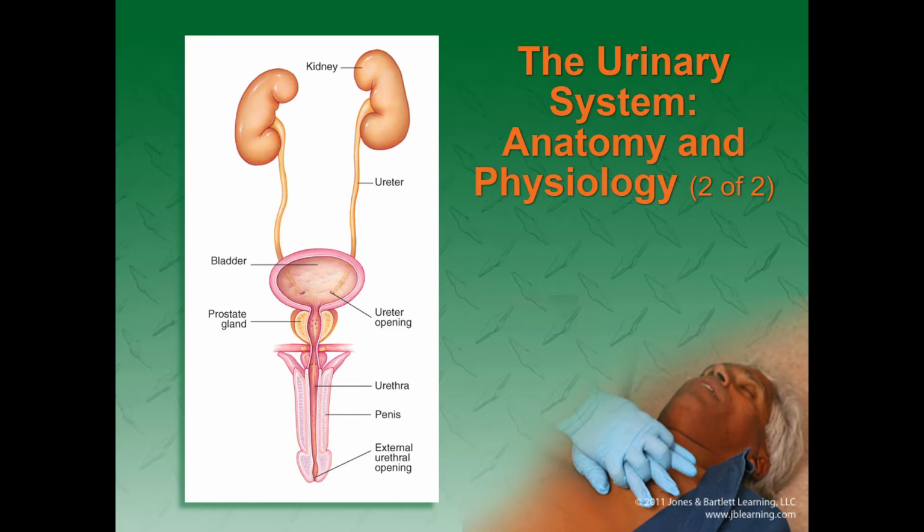In your urinary system, you have the kidneys. You have two of them, and they're solid organs. You have ureters, which carry urine from the kidney down into the bladder, which actually stores your urine, and then you have your urethra, through which urine exits the bladder and is excreted from the body itself.